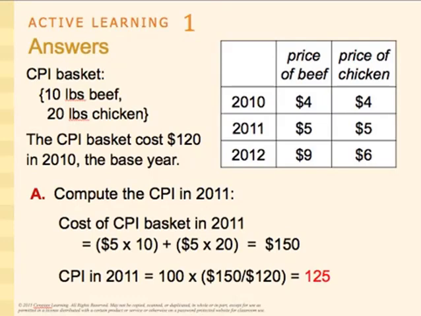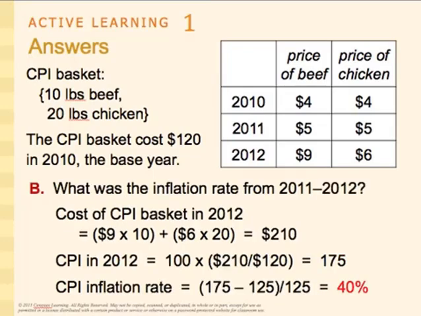Again, here's our basket: 10 pounds of beef, 20 pounds of chicken. Here are our prices. In 2010, the basket costs $120 in the base year. We're going to compute the CPI for 2011. The cost of the CPI basket in 2011 is the price of beef, $5, times the pounds of beef we want, 10, plus the price of chicken, $5, times the pounds of chicken we want, 20. It's $150. Now the CPI in 2011, therefore, is the current year divided by the base year times 100. The CPI score is then 125.